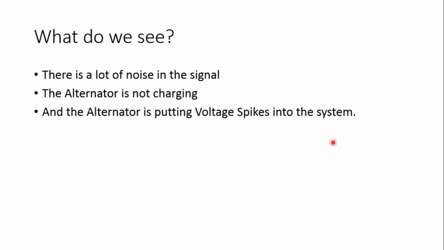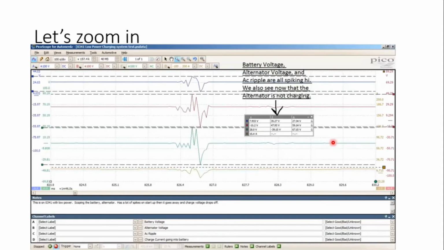So I see noise in the signal. I also see, if you look at the voltage, the alternator isn't charging, and the alternator is putting voltage spikes into the system. Here's a zoomed-in capture just to show you a little bit better. On channel A, the battery voltage is dipping down to 7.933 volts, and then at a peak it gets to 35.27.